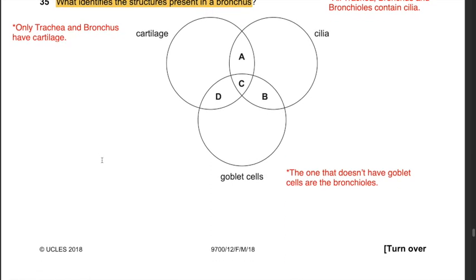Question 35. What identifies the structures present in bronchus? All trachea, bronchus and bronchioles contain cilia. Only trachea and bronchus have cartilage, as well as both trachea and bronchus consisting of goblet cells. The one that doesn't have goblet cells are the bronchioles. Since the question refers to bronchus, it will have all 3: cartilage in the form of irregular blocks or plates of cartilage, cilia is also present, and goblet cells, yes, they are present. Therefore, the answer is C, because all 3 are present in a bronchus.